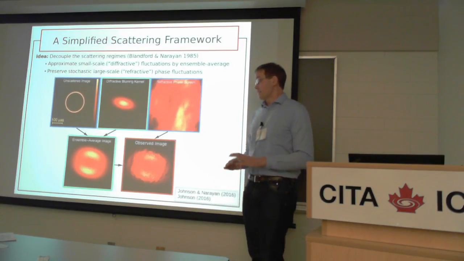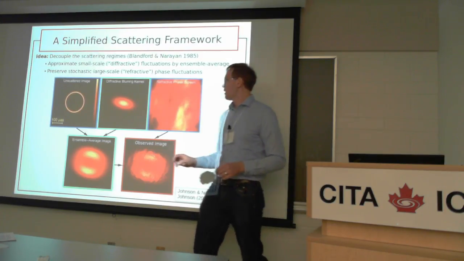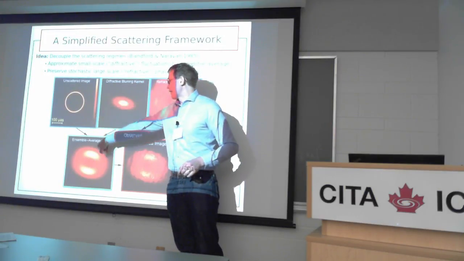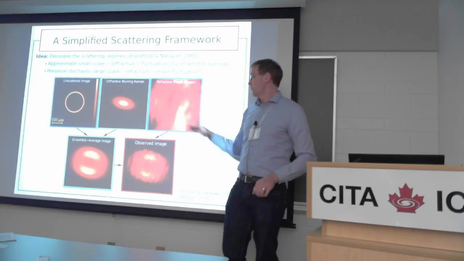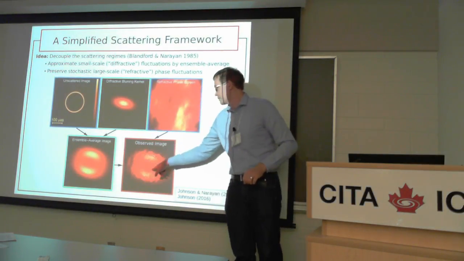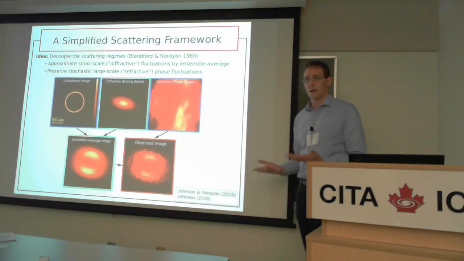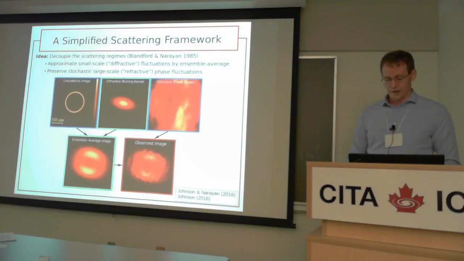So it turns out that the entire scattering problem is mathematically equivalent, in this limit of approximating the diffractive modes by their average, to taking the unscattered image and blurring it, and then allowing your refractive screen to act to steer and magnify bits of that. And so here's the observed image in this case, and you can see you get back all that substructure, which is entirely caused by the refractive modes.